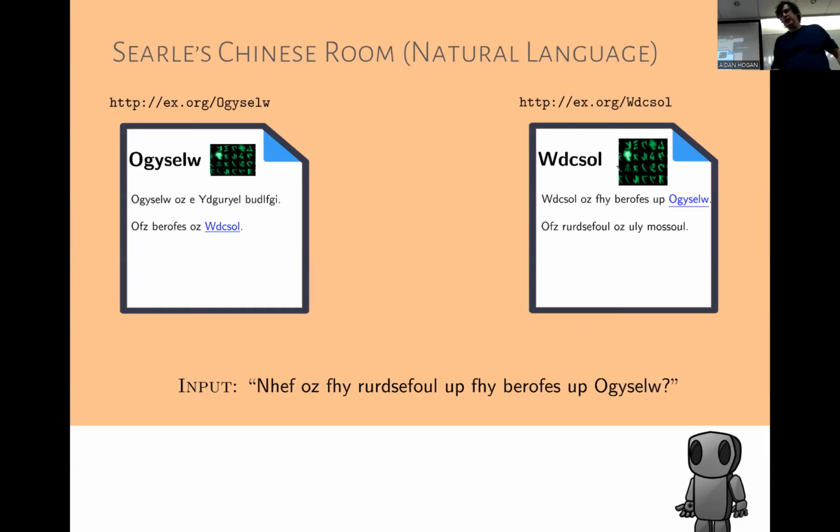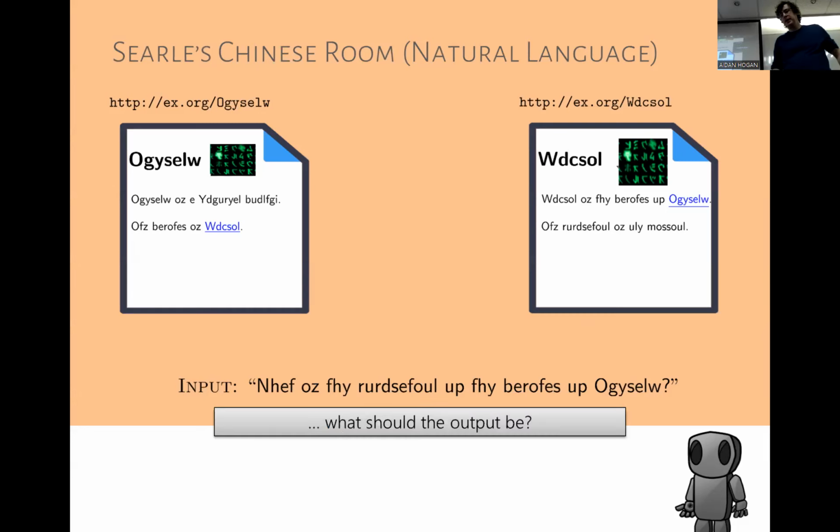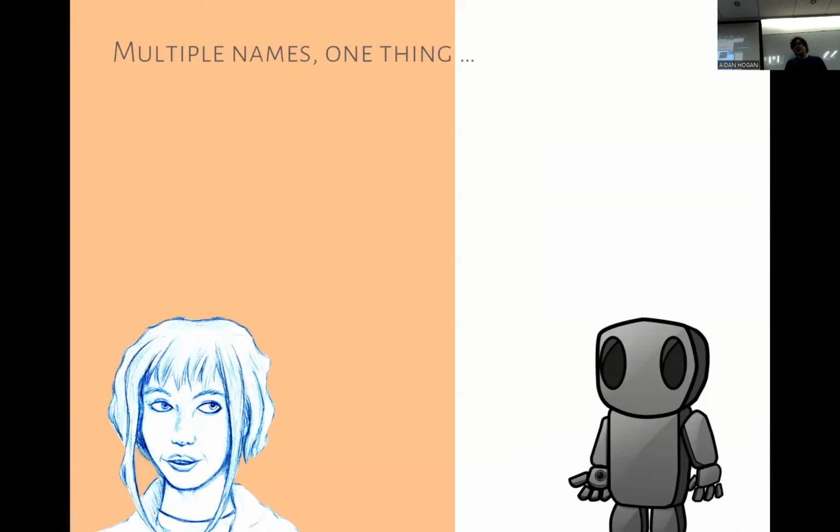So the answer, of course, in this case, what should the output be? The answer in this case should, of course, be Uli Masoul. Yeah. Okay. So obviously the machine is confused. This is a very difficult task to solve. So we'll come back to what that example was in a little bit.